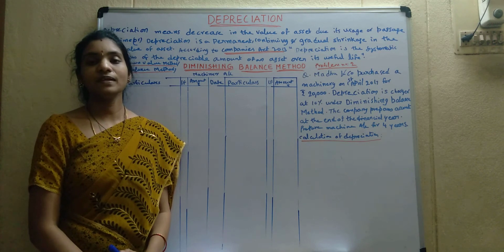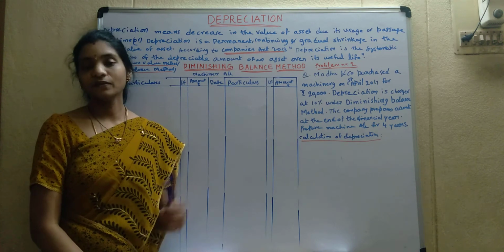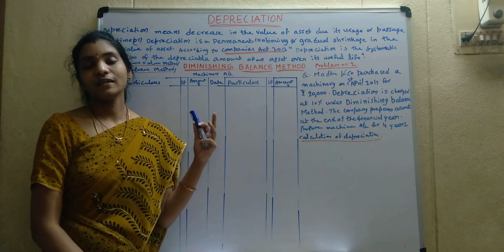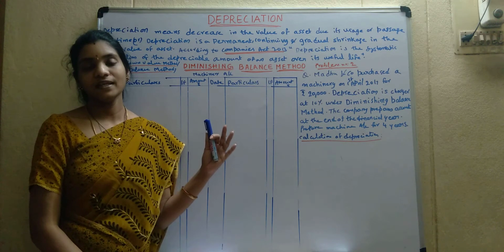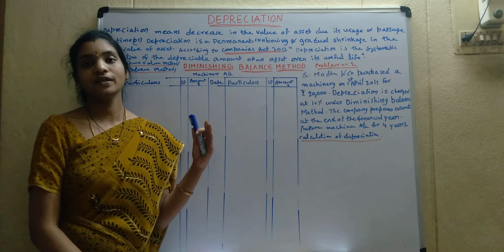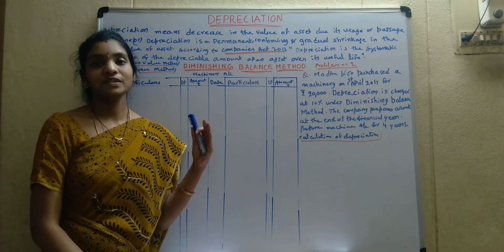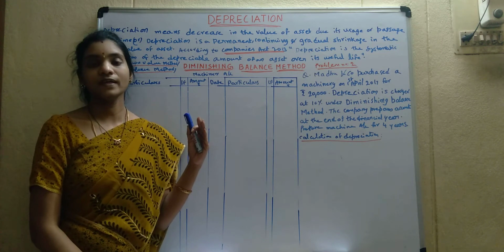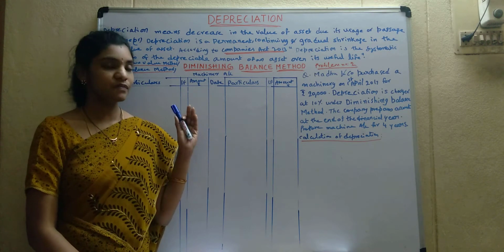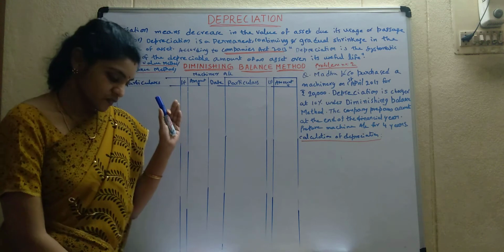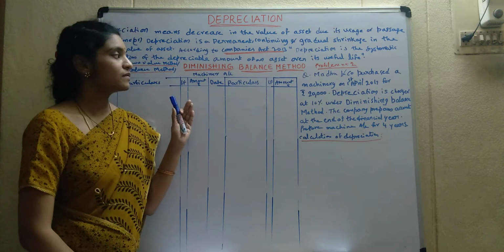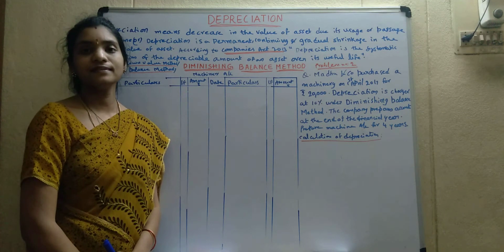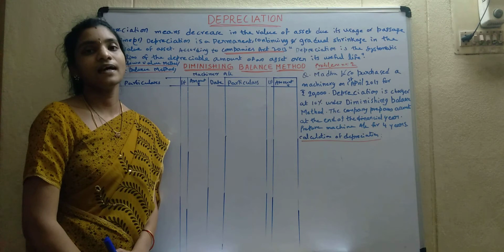What is the difference between diminishing and fixed? In the diminishing method, we calculate depreciation on the original value in the first year only. From the second year, we calculate depreciation on the decreased value of the asset. This is the main difference between the diminishing and fixed installment methods. And the main drawback of the fixed installment method is that it is not accepted by the IT department.